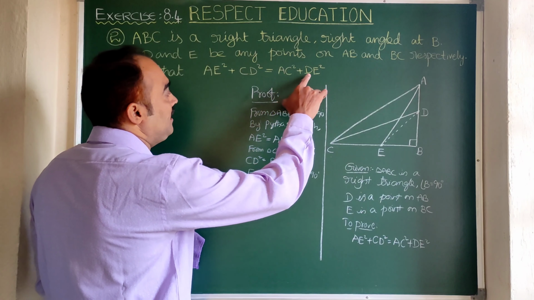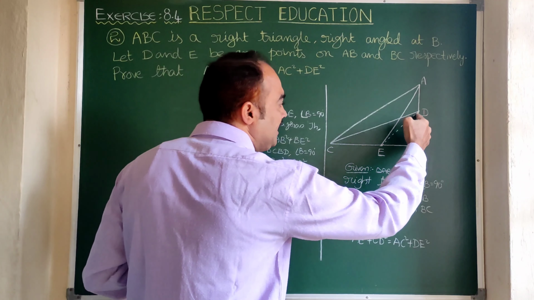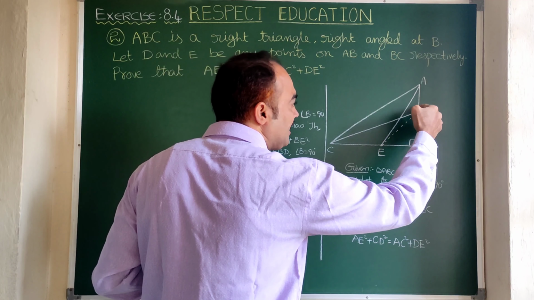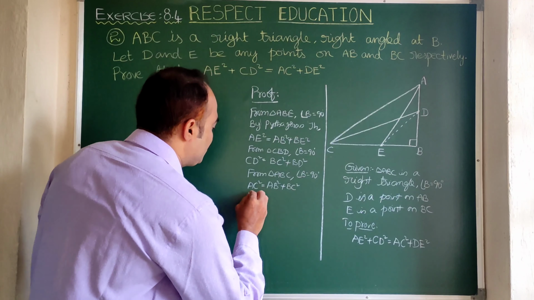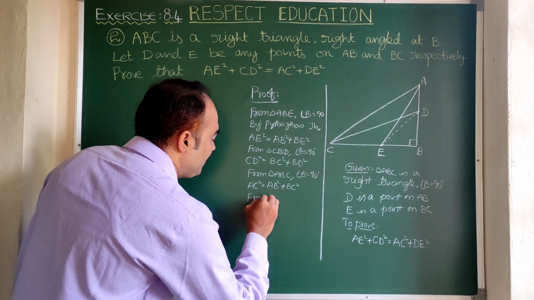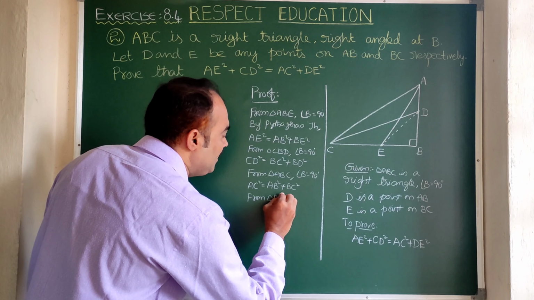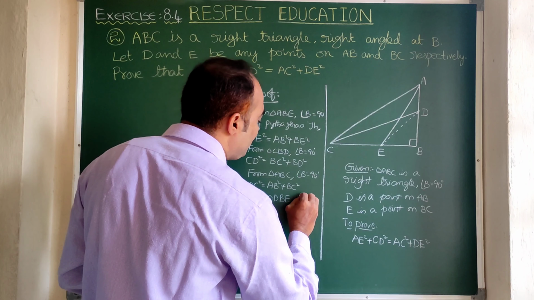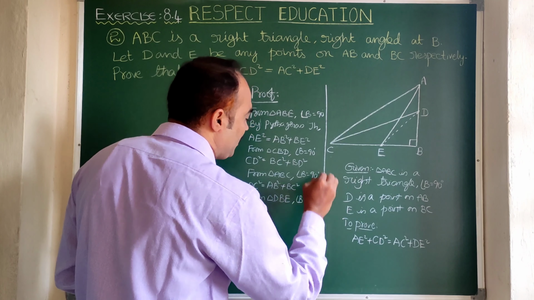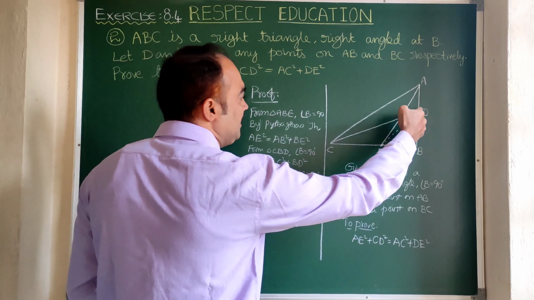Next, DE square. Here is DE. So we need to take a triangle DBE in which angle B is equal to 90 degrees. So let us take from triangle DBE in which angle B is equal to 90 degrees. Let us apply Pythagoras theorem. It is DE square.